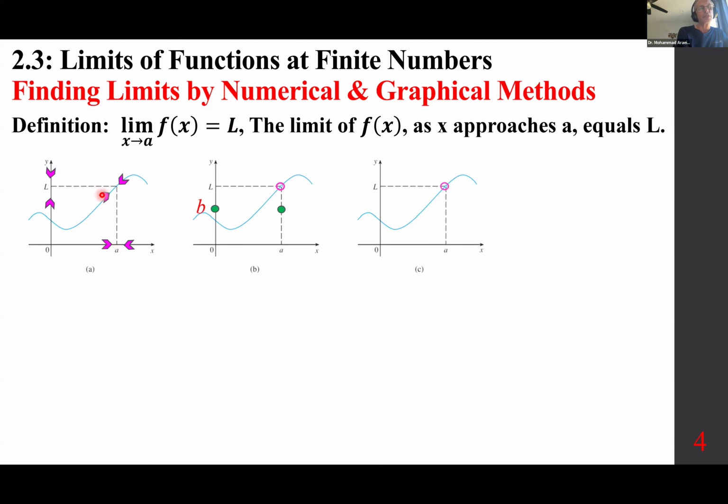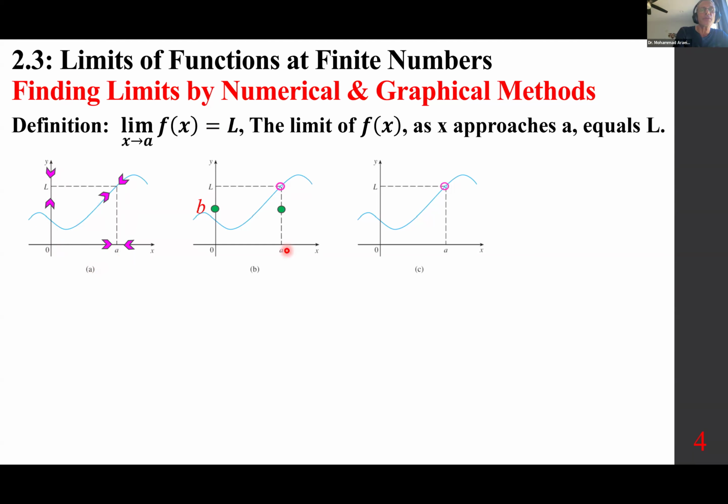From the left, we are in this portion of the graph. From the right, here. From the left, you approach L from the bottom. From the right, you approach it from the top. In all three cases, the limit of f of x as x approaches a exists, and it's equal to L. What's the difference? Well, if you look at this one, there's no hole, so f of a is also L.